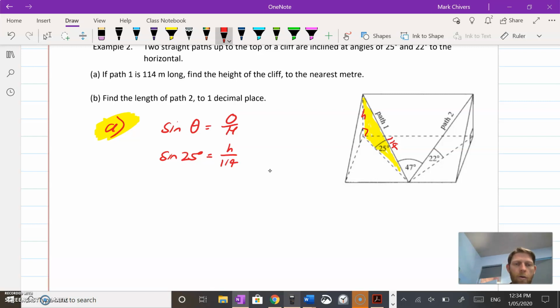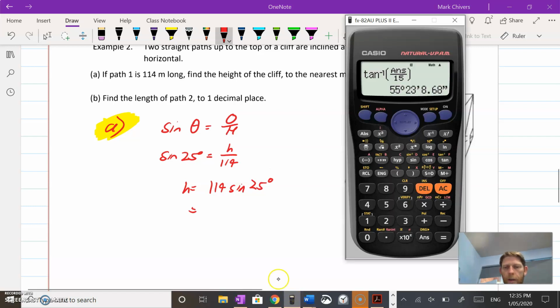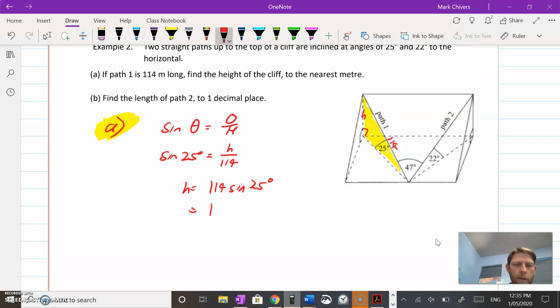Okay, so if we work that out, we're going to end up with h equals 114 sine 25 degrees. Well, that's a very big degree sign. And so we'll plug that into our calculator. So 114 times sine 25 degrees. And that's going to give us 48 to the nearest metre, it said, so 48 metres.